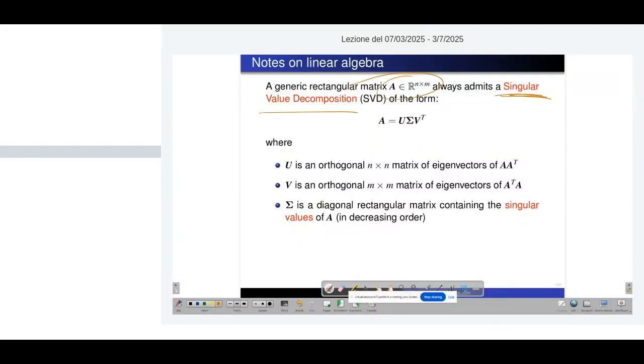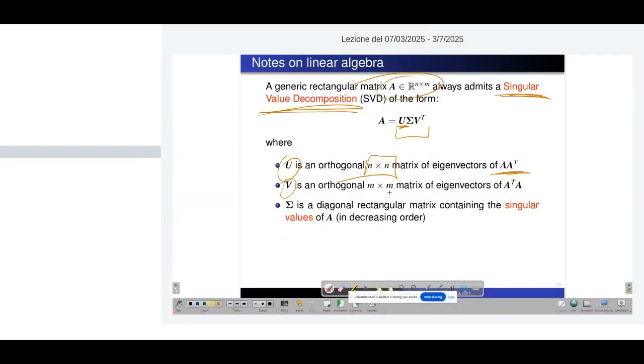A singular value decomposition is defined for any rectangular real matrix A, and it tells me that I can represent matrix A as the product of 3 real matrices, which contain what? Well, the first is a matrix U that is a square orthogonal matrix that contains the eigenvectors of A transpose.